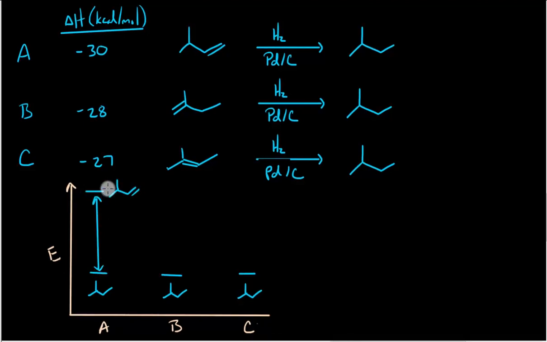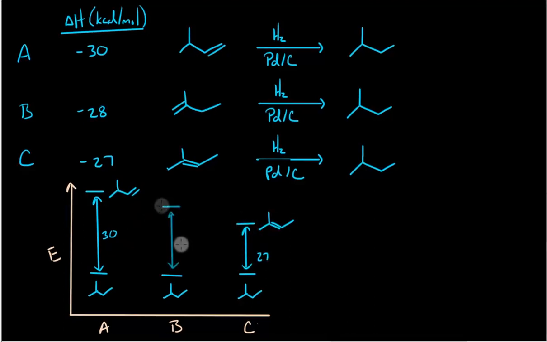The distance between the starting material and the product is going to be 30 kcal per mole. The final product C is not giving off nearly as much energy, so the gap here has to be smaller. So let's just say maybe it's right here, and then B must be somewhere in between. So this is giving off 28 kcal per mole of energy. What's really cool about this type of diagram is it gives us some information about just how much energy is stored in the original molecule.